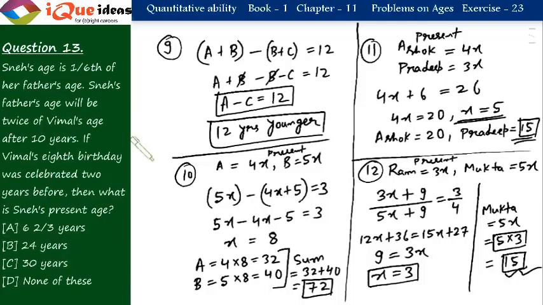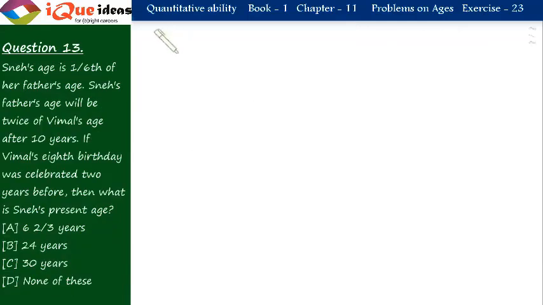Alright, now let's take up the next question, question number 13. It says Sneha's age is 1/6 of her father's age. Sneha's father's age will be twice of Vimal's age after 10 years. If Vimal's 8th birthday was celebrated 2 years before, that means the present age of Vimal would be 10 years.